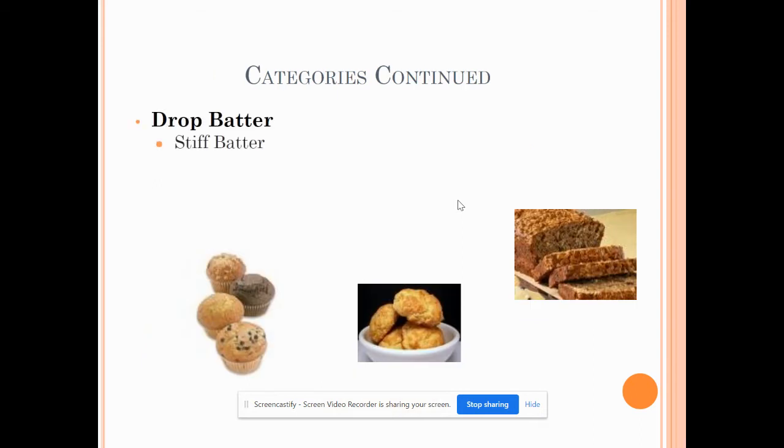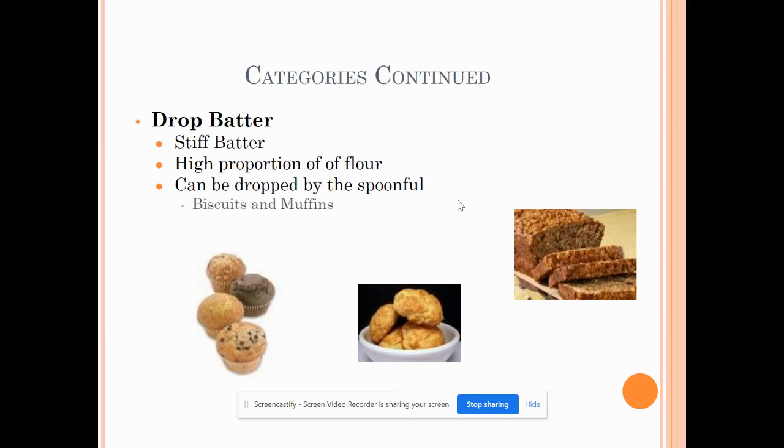Next, we have drop batters. This is more of a stiff batter. So this is something that can be dropped by the spoonful onto a baking sheet or into a baking pan. There is going to be a higher proportion of flour, and examples of this include biscuits and muffins. So the ratio here is 2 to 1. So for every 2 cups of flour, there is 1 cup of liquid.